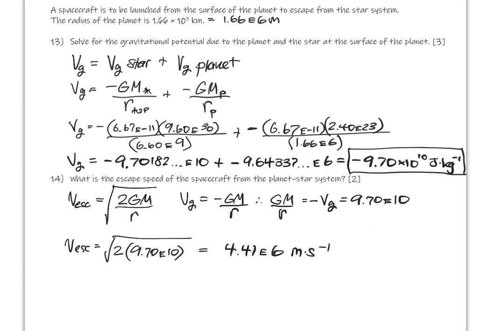And so escape velocity is root 2GM over r. We know that gravitational potential is negative GM over r. Gravitational potential given in 13 is negative 9.7 times 10 to the 10 joules per kilogram. So I can slip in 9.7 times 10 to the 10 for GM over r. That's what I do. And so I just multiply that times 2 and square root it, and I get about 441,000 meters per second. And that is our escape velocity. Pretty darn fast.